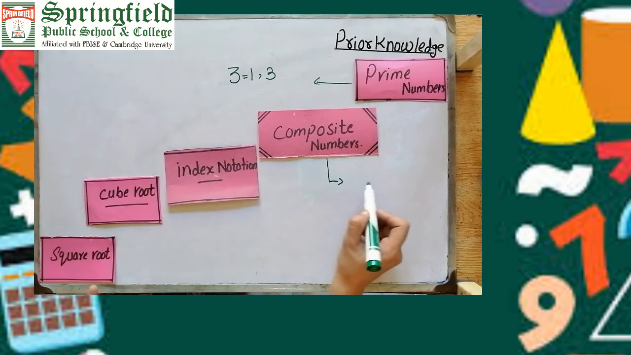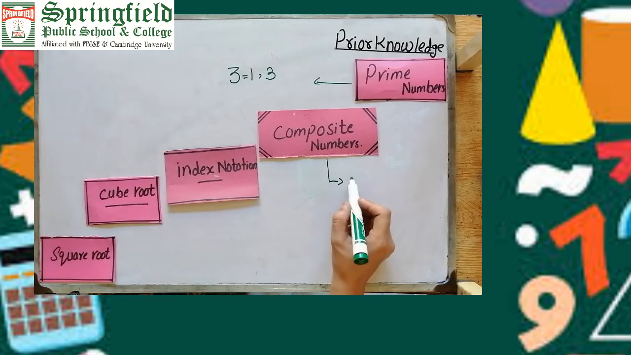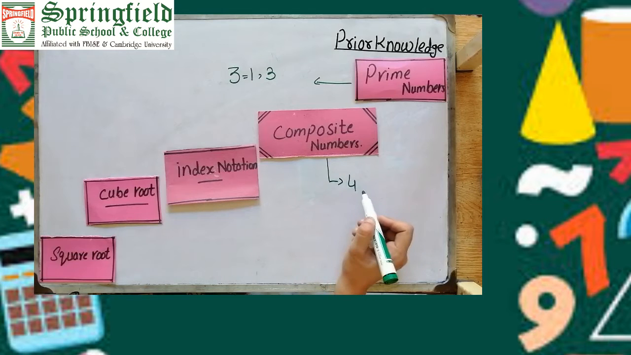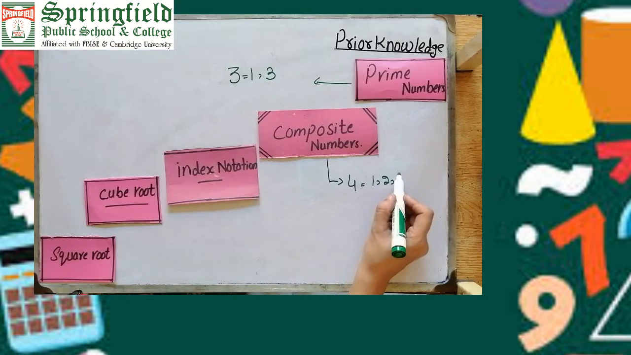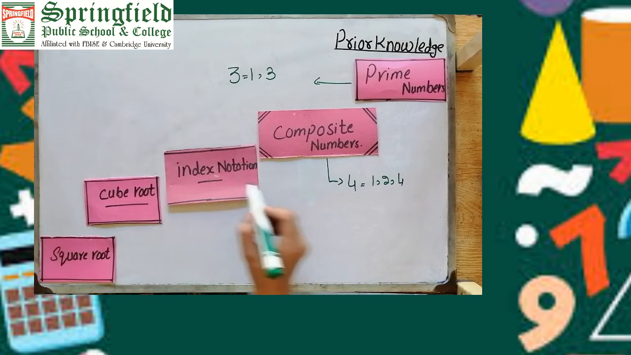Composite number: a number that has more than 2 factors is called a composite number. Let a number be 4. How many factors does 4 have? 4 comes in table 1, in table 2 and itself. It means 4 has 3 factors. So that's why we will say that 4 is a composite number.